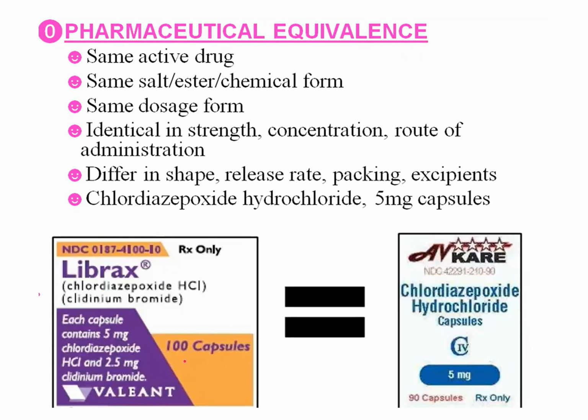So here is a capsule and here is another capsule. Both are of the same drug. They are also of the same dosage form, a capsule, and they are identical in their concentration, 5 mg and 5 mg. But they may differ in their shapes, release rate, packing, or excipients.